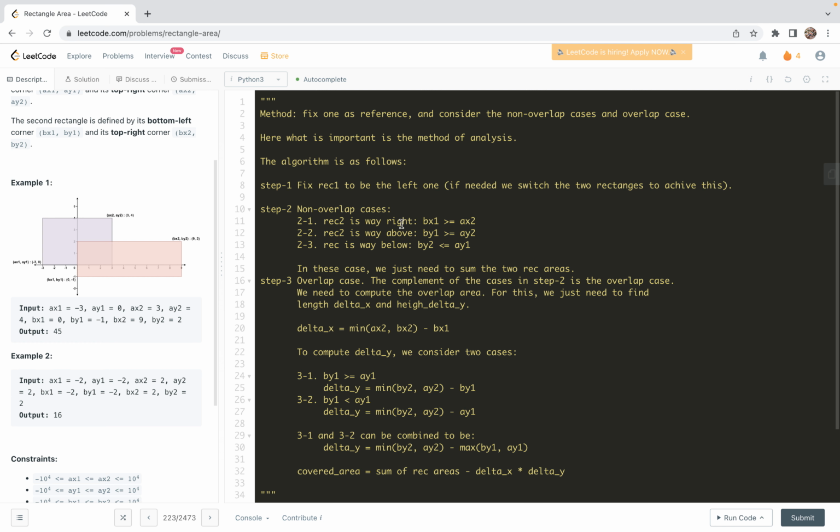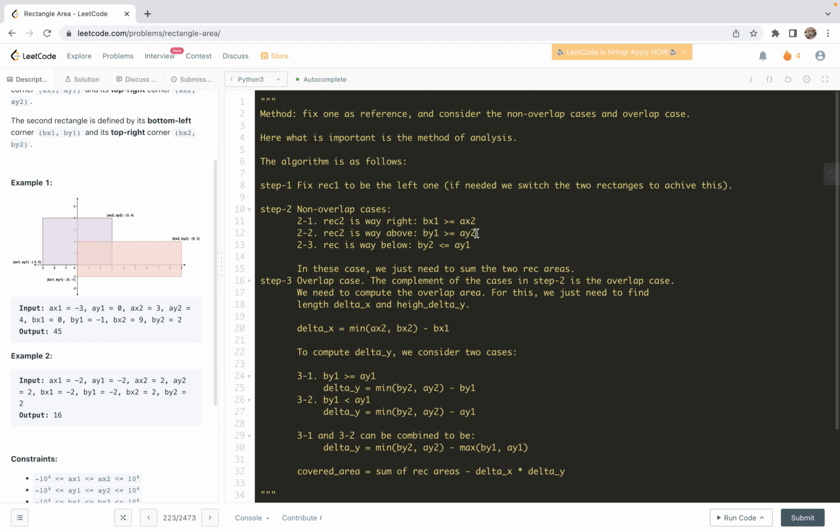Step 2, we need to consider the non-overlap cases. This is actually very trivial. First, we notice that there are three possibilities, right? First, rectangle 2 is to the right. In this case, the left x coordinate, that is bx1, is larger than or equal to the right coordinate of the first rectangle. That is, bx1 is greater than or equal to ax2.